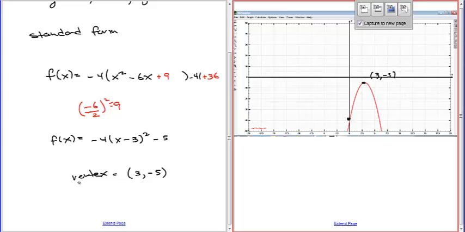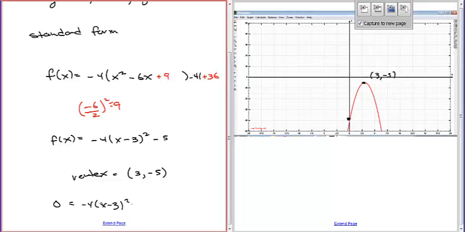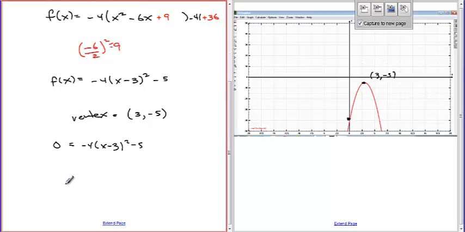You could prove that. The other thing is if you tried to solve this for x, so you set y equal to 0, you get negative 4 times x minus 3 squared minus 5. You add 5 to both sides, so you get 5 equals negative 4 times x minus 3 squared, and you divide by negative 4, so you get negative 5/4 is equal to x minus 3 squared. Well, then when you try to take the square root, you got a negative sign there, which is not possible. So that means there are no zeros to this equation.